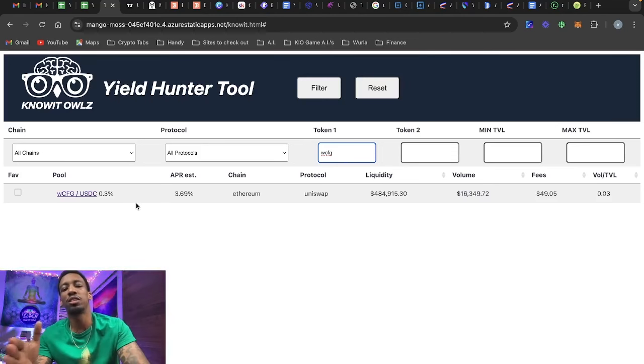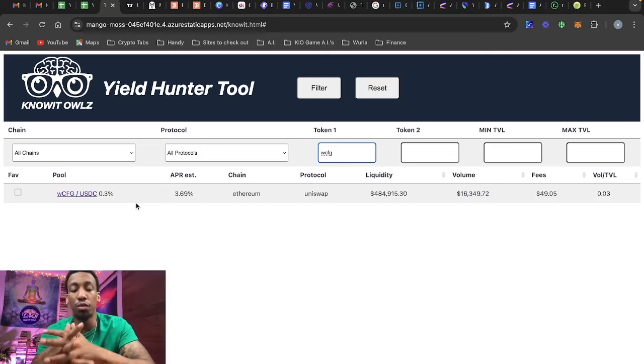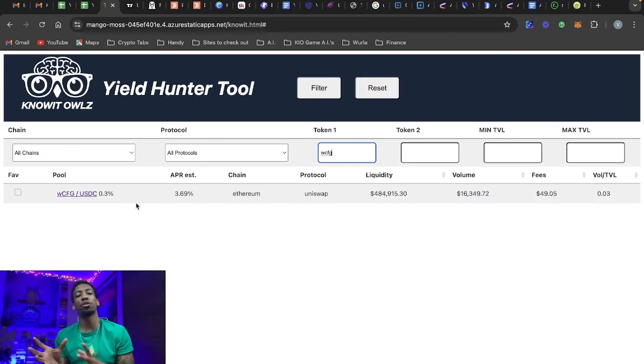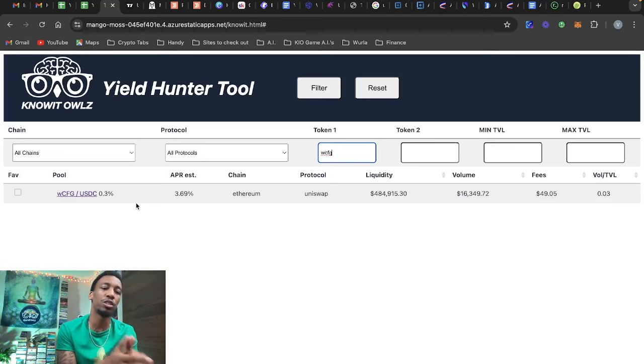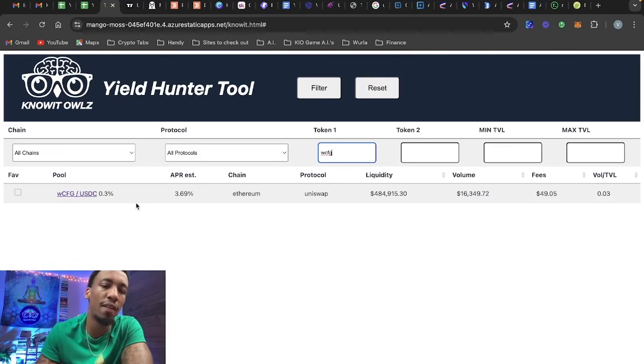So what I would do instead is, if I want to provide liquidity for Pendle and I thought it was worth it, I would just take those Pendle ETH rewards and use some of those rewards to purchase Centrifuge instead of actually providing liquidity for it, and make more money.